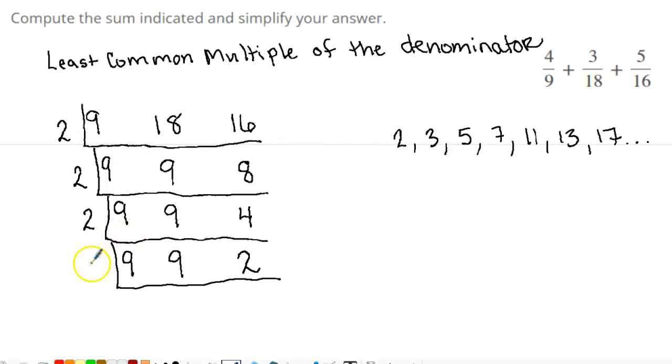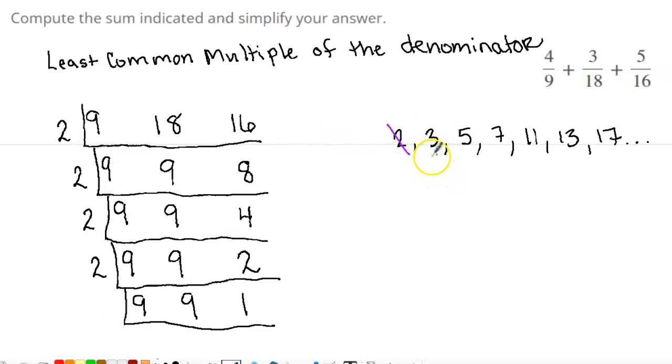And again, we have a 2 at the end there. So bring my 9s down. 2 divided by 2 is 1. We have our first candle on our birthday cake. That means this piece is done. But I have to get rid of those 9s. 2 will not divide into 9, so I'm done using the 2.